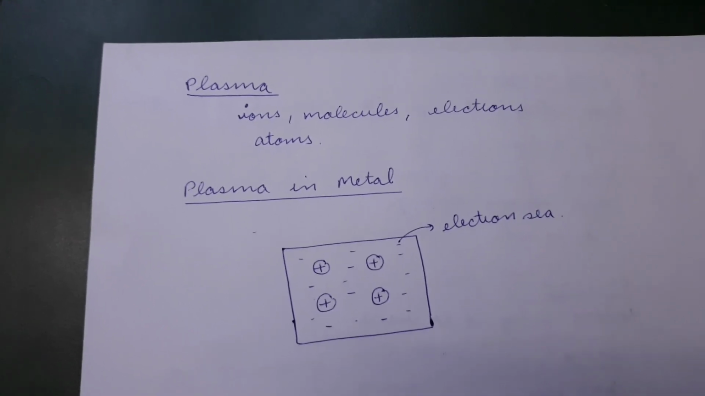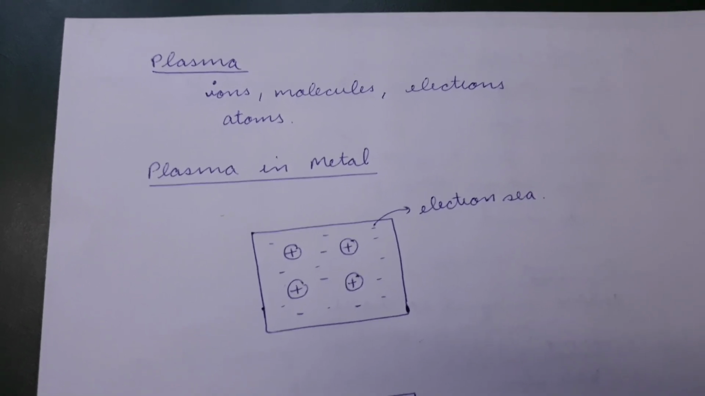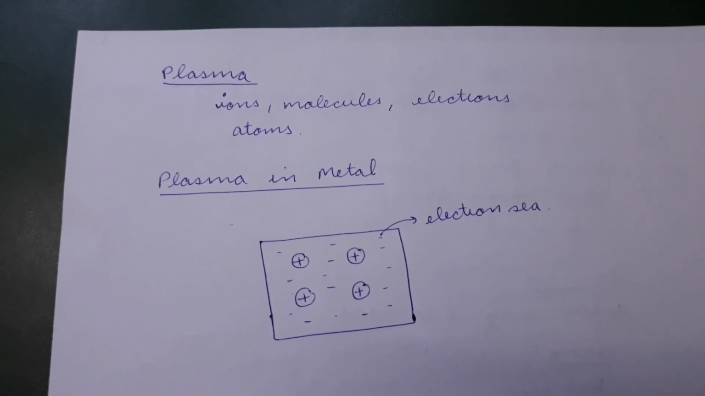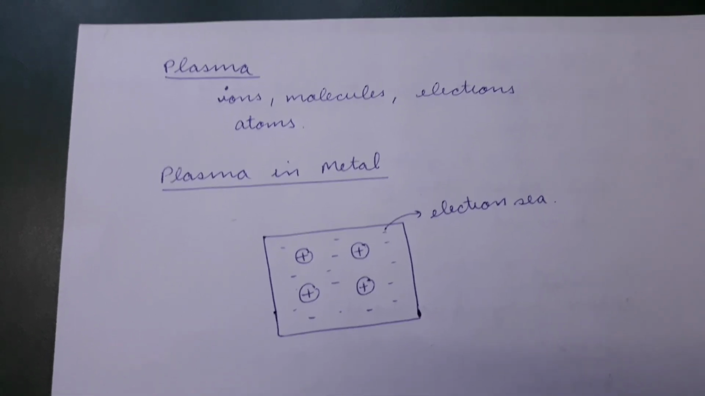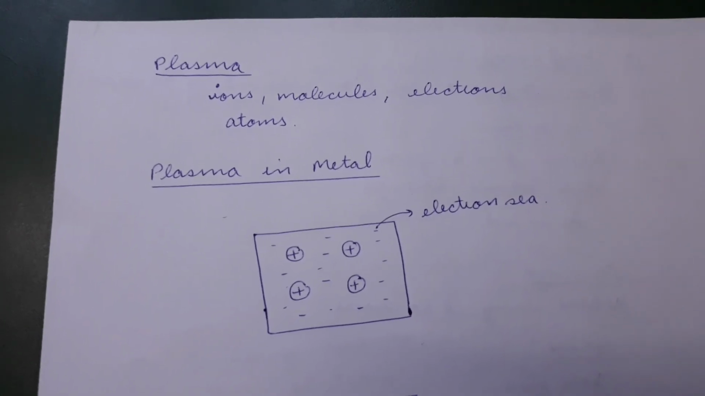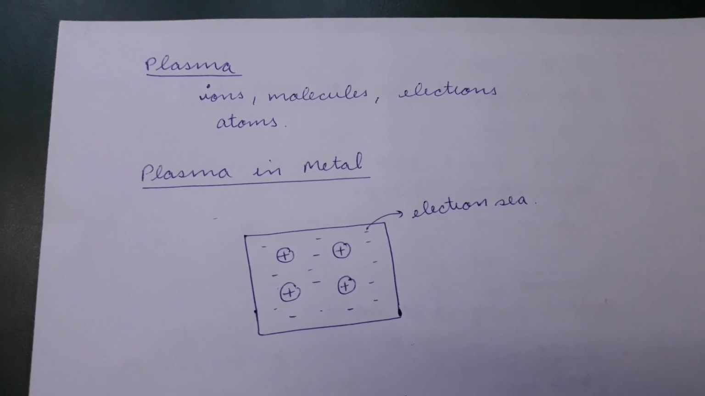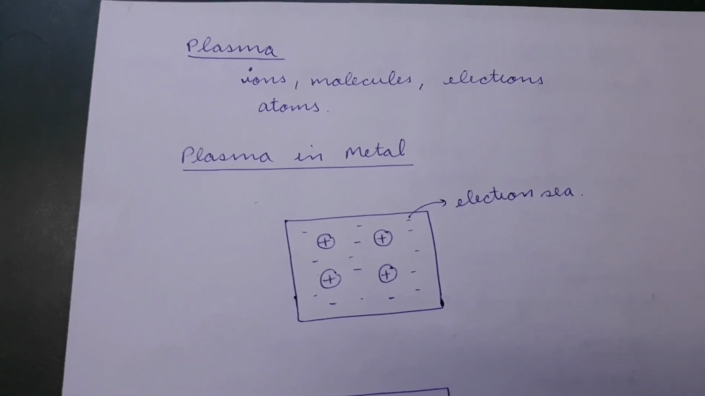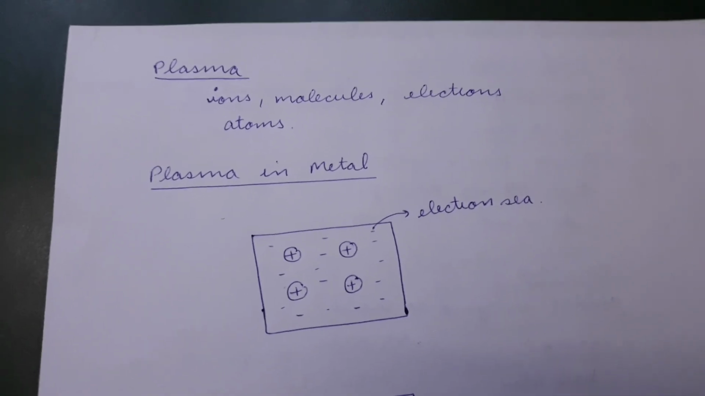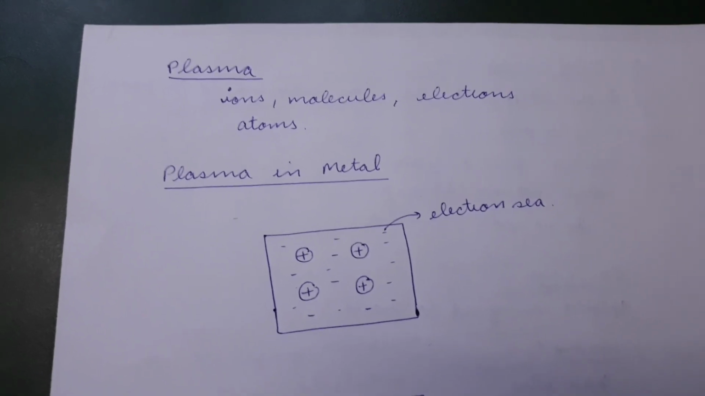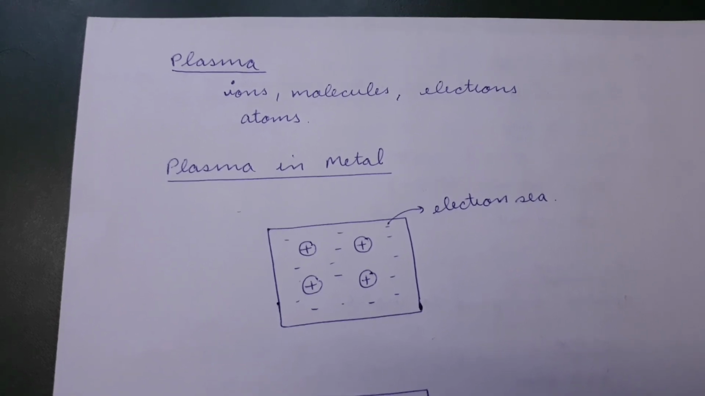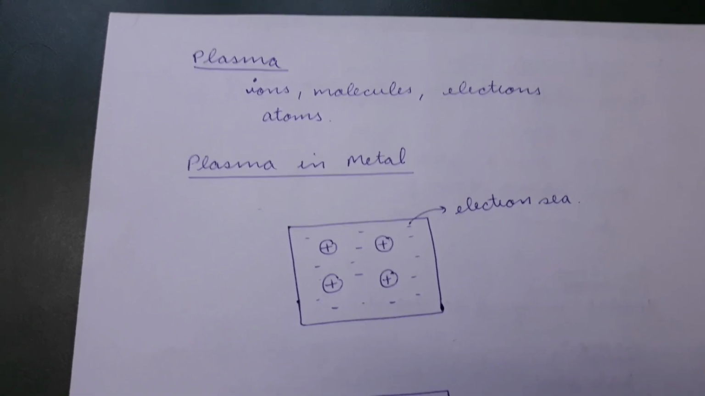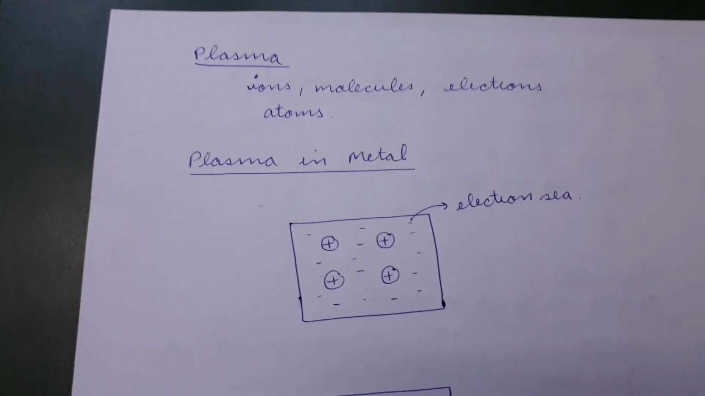But in a metal you have a sea of electrons and an arrangement of ions. This sea of electrons will oscillate with the electric field. If we apply an electric field, all of these electrons will oscillate together with the electric field, and it will act as an electron plasma. So we are considering this sea of electrons as an electron plasma, which only consists of electrons.